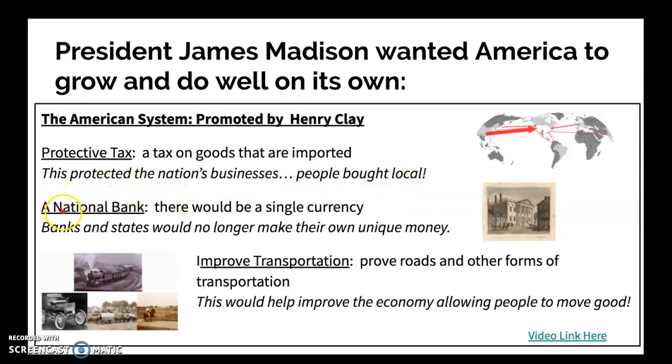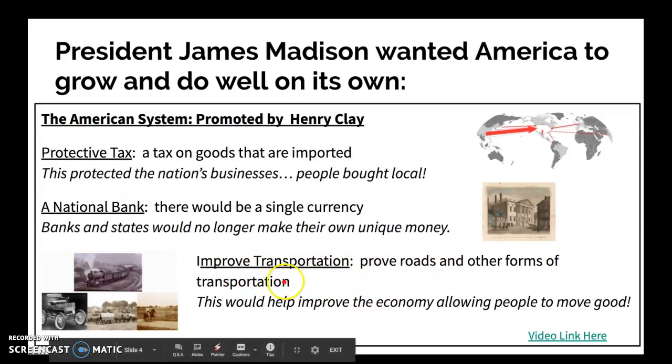Part of the American system was also the creation of a national bank, which would mean there would be one currency or one type of money. Banks in different states would no longer be able to make their own unique money. And we're going to really focus today on improving transportation. They wanted to improve roads and other forms of transportation around the country, things like canals. They figured it would help improve the economy, allowing people to move goods. And there's a video link here that's going to talk about it.